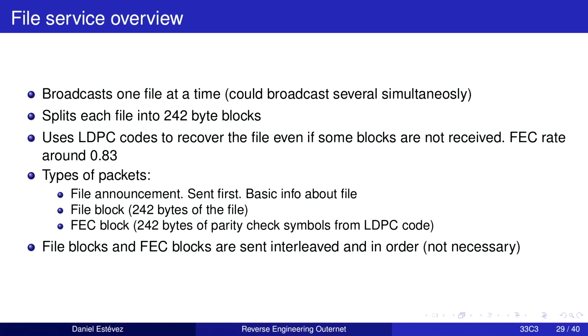And there are three types of packets. First comes a file announcement, which tells you all the details about the file. Then you have a bunch of file blocks, which are the contents of the file. Lastly, you have the FEC blocks, which are the parity check bytes for the LDPC codes. And these are used to fill in blocks in case you missed some of the file blocks. So these file blocks and FEC blocks are sent in turn.